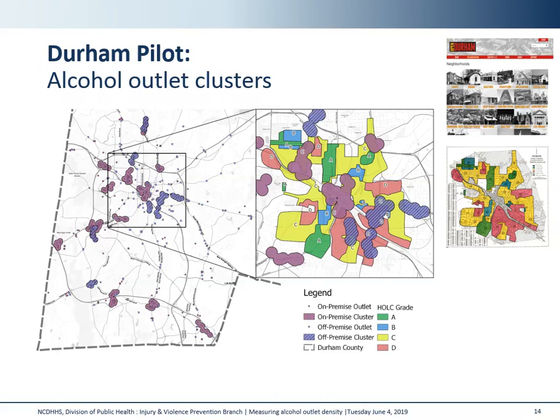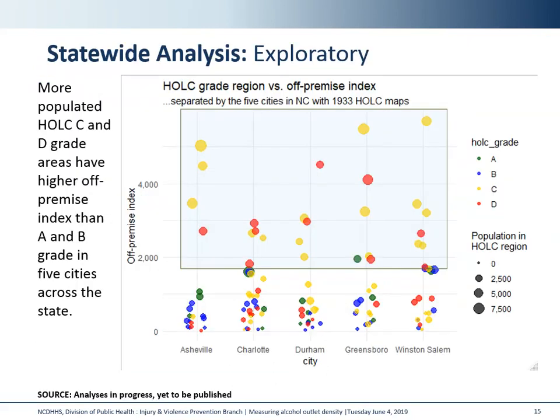And this isn't just specific to Durham. We could go to the 5 cities in North Carolina that do have homeowners loan corporation maps, redlining maps. And this finding extends generally statewide. So more populated C and D grade areas, saying like don't lend there, basically turn that residential area into a commercial area historically over time. There's a couple other mediating pathways there, but that's what that's about.